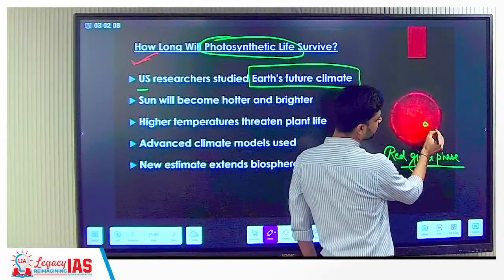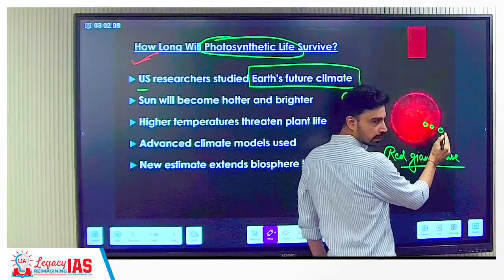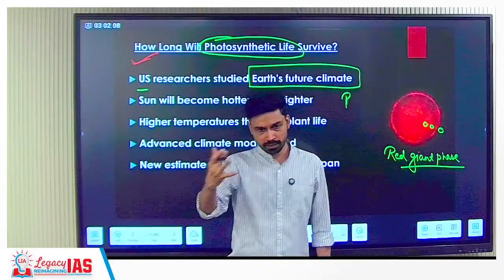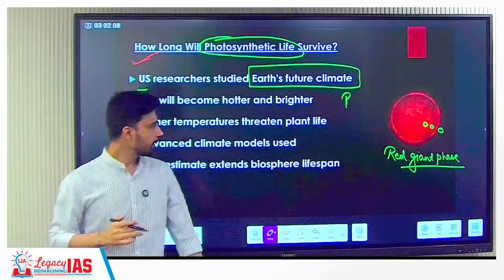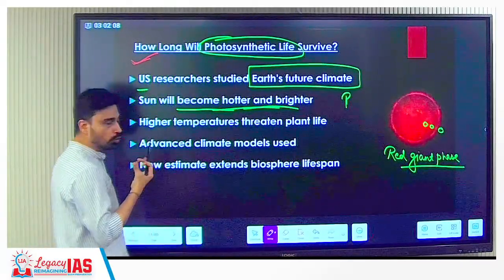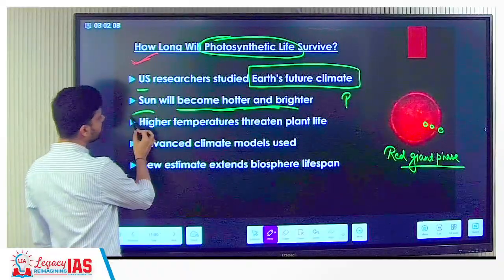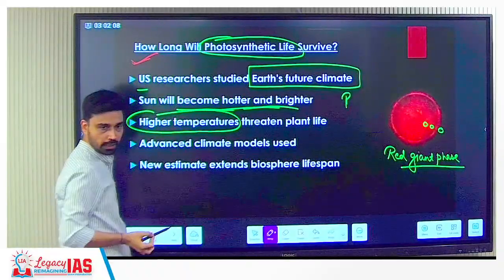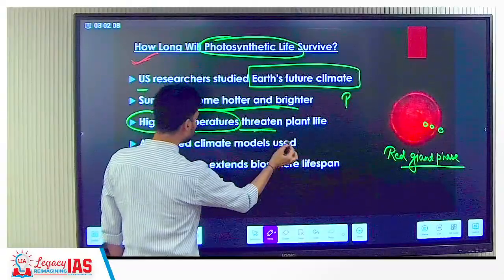In that case, Mercury, Venus and Earth would be very close to the sun, maybe very near to the atmosphere of the sun. At that time the sun will become hotter and much brighter. That means definitely the temperature would become high. Higher temperature would threaten the plant life.